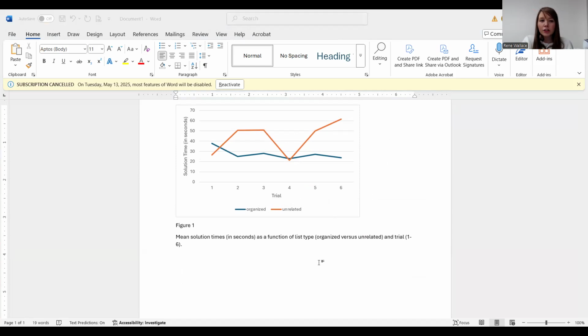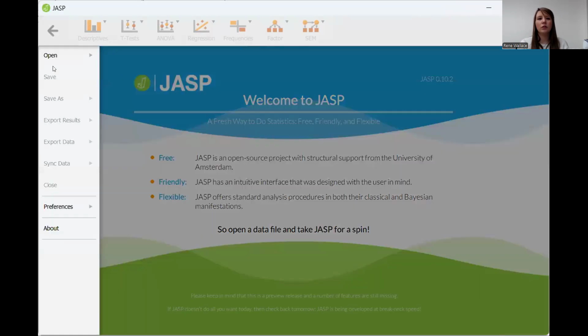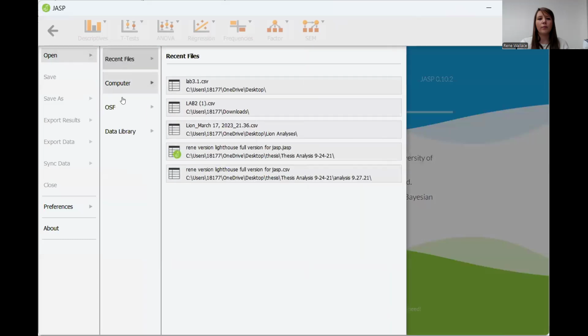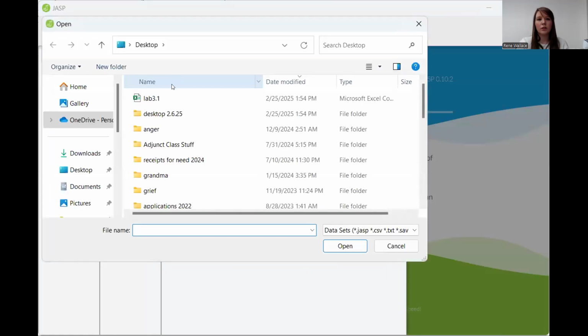And now I'm going to share JASP with you because you need to do an independent samples t-test. So let's compute some numbers. We're done with Excel, so you're done with the Excel file. So now you need your CSV file somewhere. I'm going to open on my computer, browse, lab 3.1.